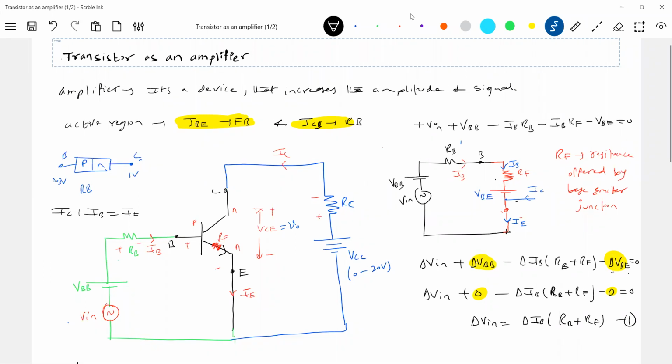Keep it as an equation. Let's come to the collector similarly. If IB varies, what will happen to IC? IC also should vary. Any reason for that? Because what is beta? How do you define beta? The main concept again: beta is a constant, so if the base current IB varies, then the collector current should also vary.